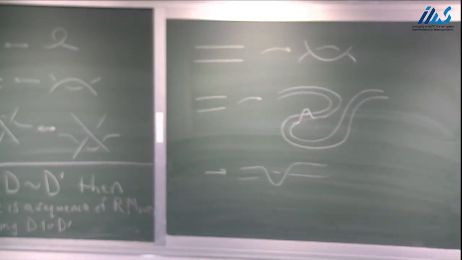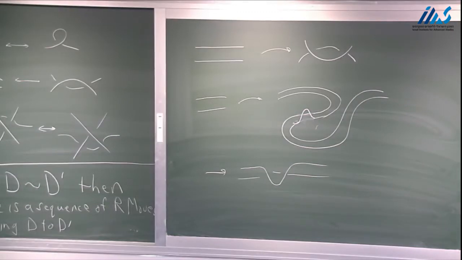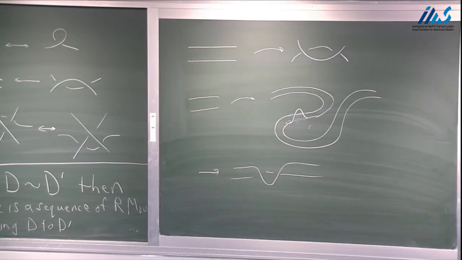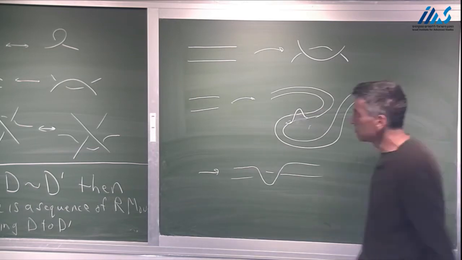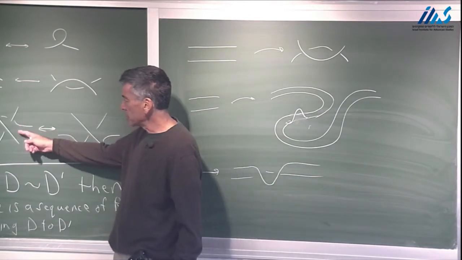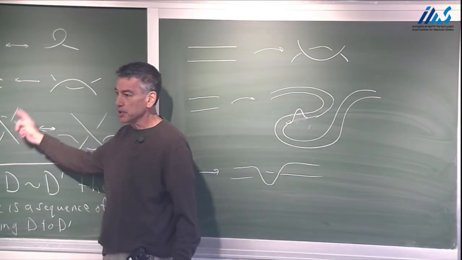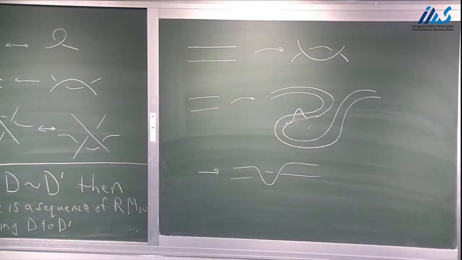Okay, let's try something a little harder. How about a move that takes this to this? So this is not so simple. You can't just turn this one upside down. All right, well, I'll leave you to think about that one. Maybe we'll do it later. But it can be done by a combination of these other moves. And in fact, there are several variations of this one. In this one, I moved the strand that was in the back, but I might have wanted to move the one that was in the middle instead. So there are a few variations, and they all reduce to these three.